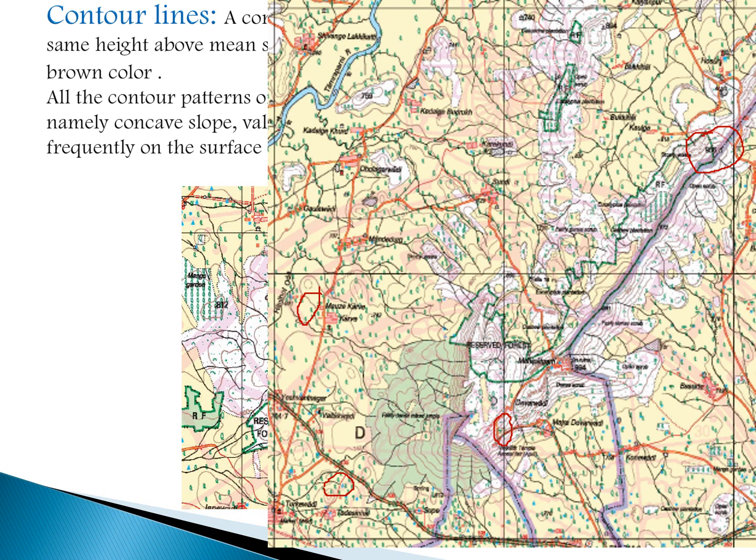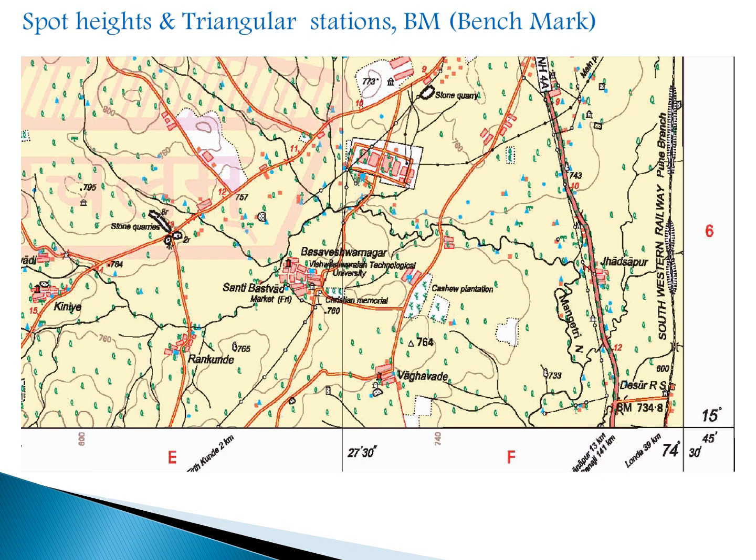So here again is the same map I have shown, wherein you can see the different contour lines. Here all the brown color lines are represented with the contours, right? So these are all the contour lines on the map. Then on some maps the height is shown with the spot height and triangular station or benchmark. So all these again represent the height.